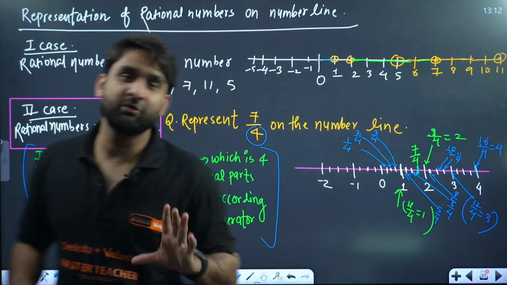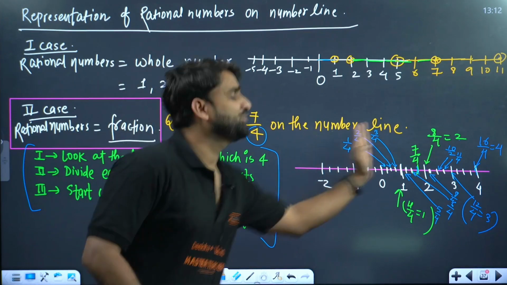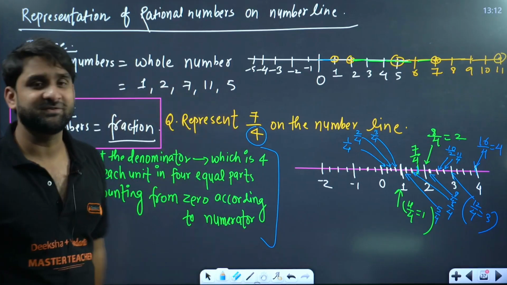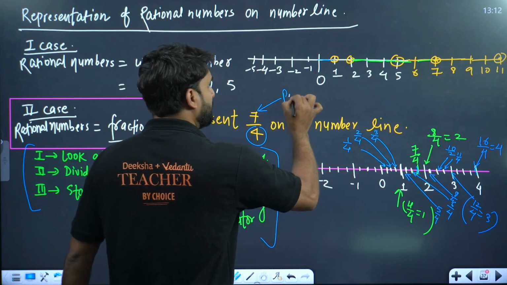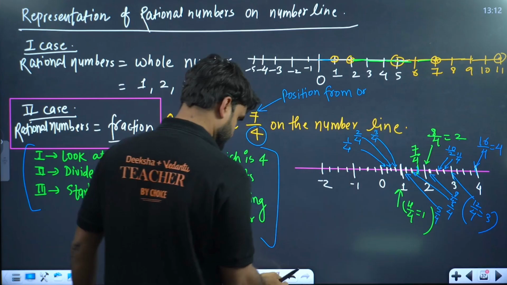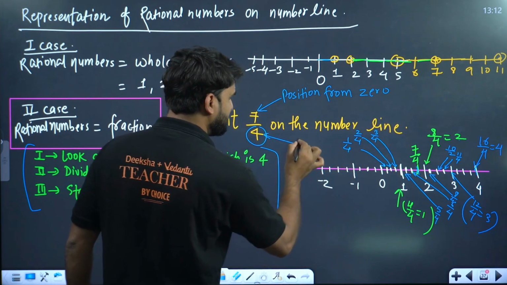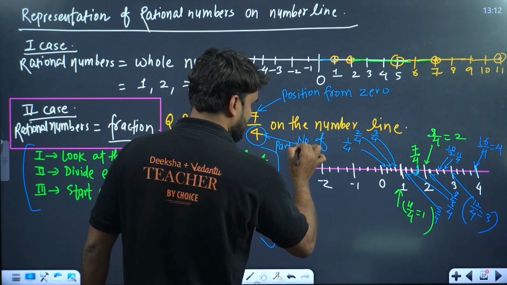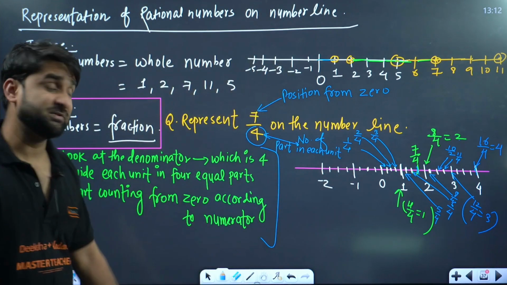I hope this is clear to you everyone. And the numerator decides the position, the counting, how many steps you have to take from 0. Make sure it is from 0. So 7 decides that. Let me write here: numerator decides position from 0. And the denominator decides the number of parts in each unit. This is a very important point, champions.